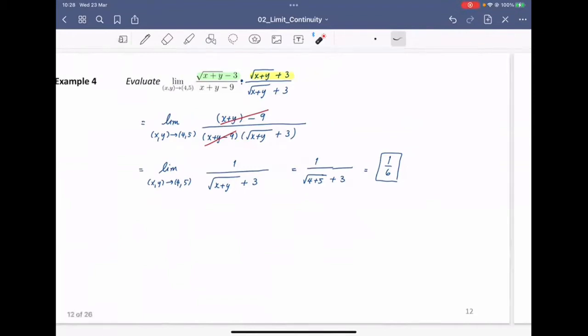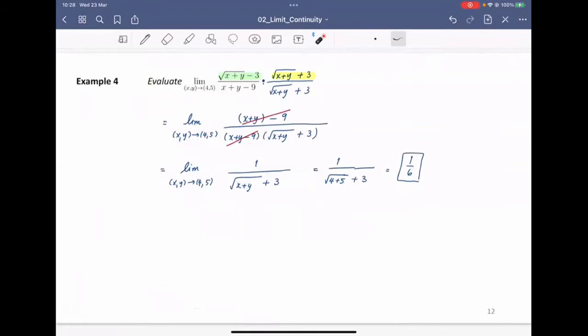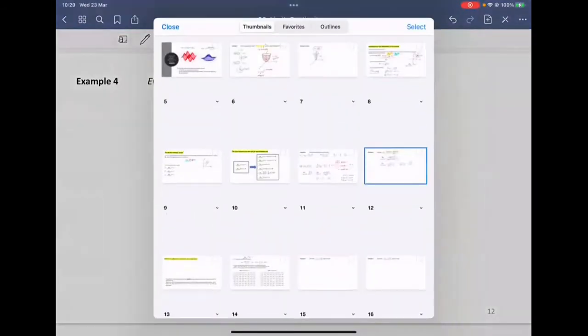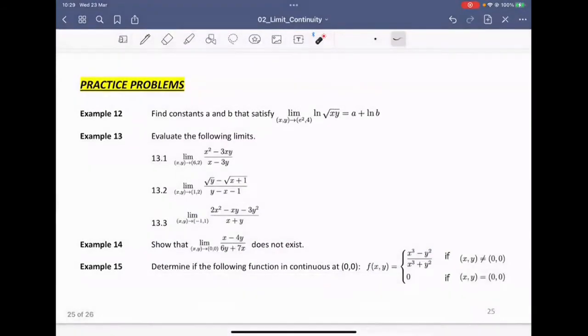Sounds good? Before we head to the next topic, at the end of this handout you're going to see the practice problems. This is the one that you can practice when you are at home and you feel like, let's practice for the final exam. Let's do example 13.1. For example, you try to plug in. If it is computable, good. If it is 0 over 0, maybe you're going to need to factor or use the conjugate. Here, the square root sign suggests you do the conjugate. If you can do all these problems, this should be good.